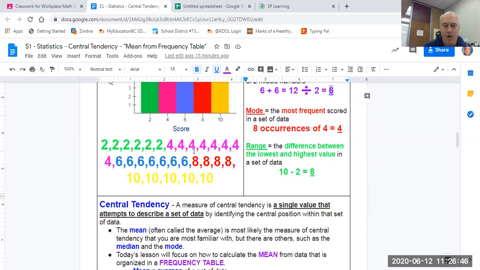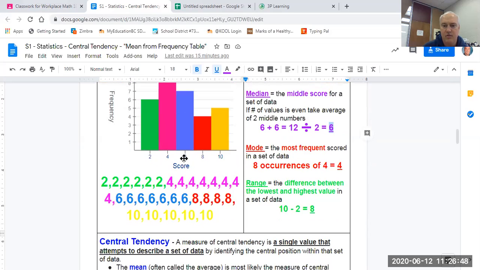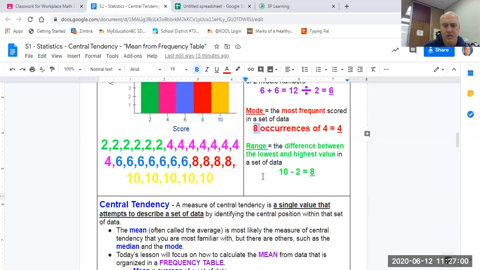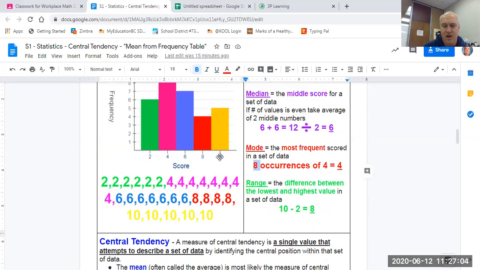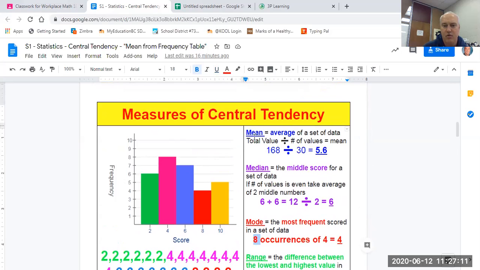Now, mode, on the other hand, is the most frequent occurring value. And in this case, the one that occurs most often is the number 4 that occurs 8 times, and therefore the mode is 4. Now, we also discussed at that point something about range, which is basically the difference in the numbers from starting at 2 and going to 10, so there's a range of 8. But we won't be focusing on that particularly. So the 3 key concepts for central tendency are going to be mean, median, and mode.